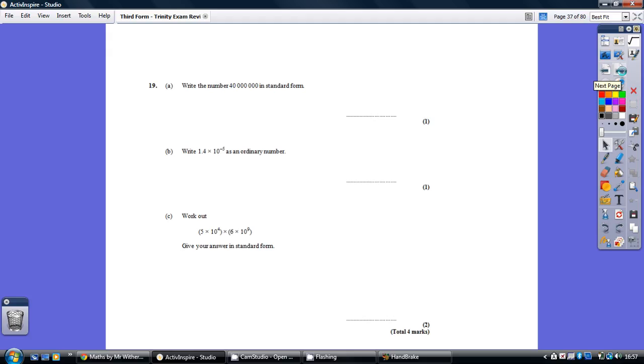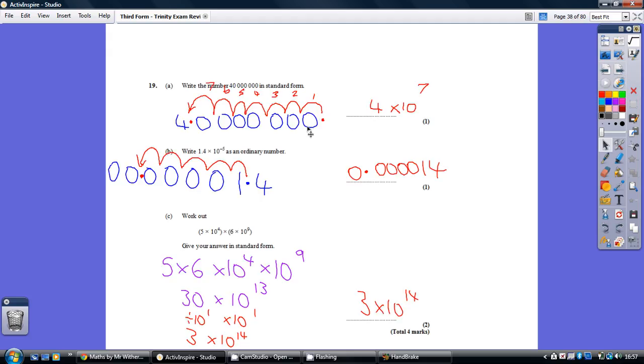Question 19, have a go. So parts A and B, just as I described before, that's really bunny hopping along to make sure that we get the first number between 1 and 10, and this is just the other way along. We're just bunny hopping along to convert it back to a normal number. Remember, we're making it a smaller number because that's -5.